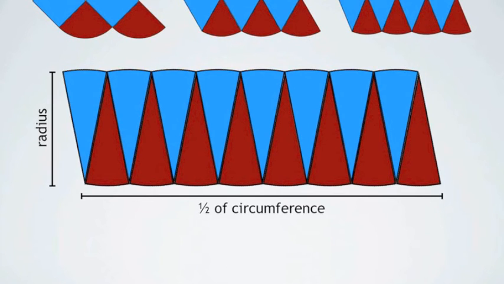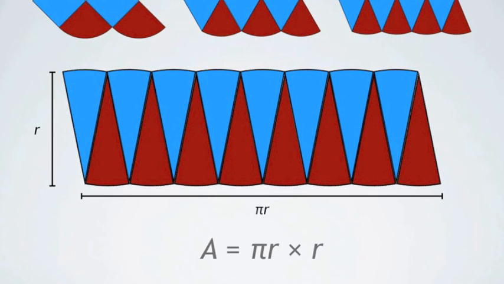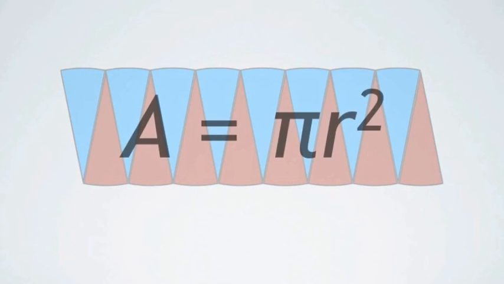To get the area of any rectangle, we would multiply the height times the width. And our area would be half of the circumference of the circle times its radius. Or, replacing those with variables, the area would be equal to pi times the radius, because that's half of 2 times pi times the radius. Then take that and multiply that by the radius. Or, if we simplify it, r times r is equal to r squared. So we get the area is equal to pi r squared.